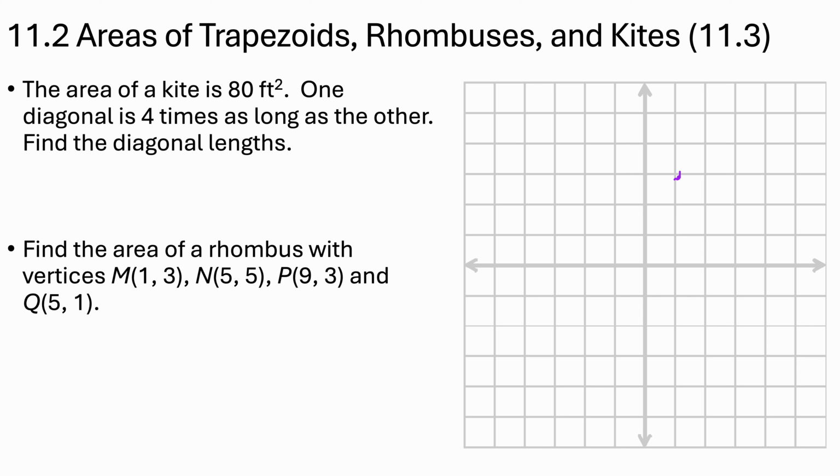So 5 on one axis and 5 on the other, counting 1, 2, 3, 4, 5. This is the second point. The third point is given 9, comma 3, counting 1, 2, 3, 4, 5, 6, so somewhere here it is. And the fourth point is 5, comma 1.